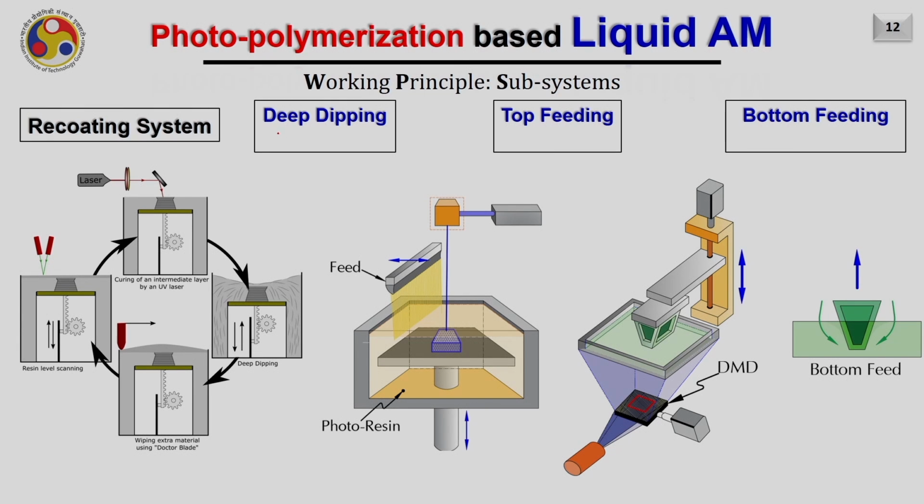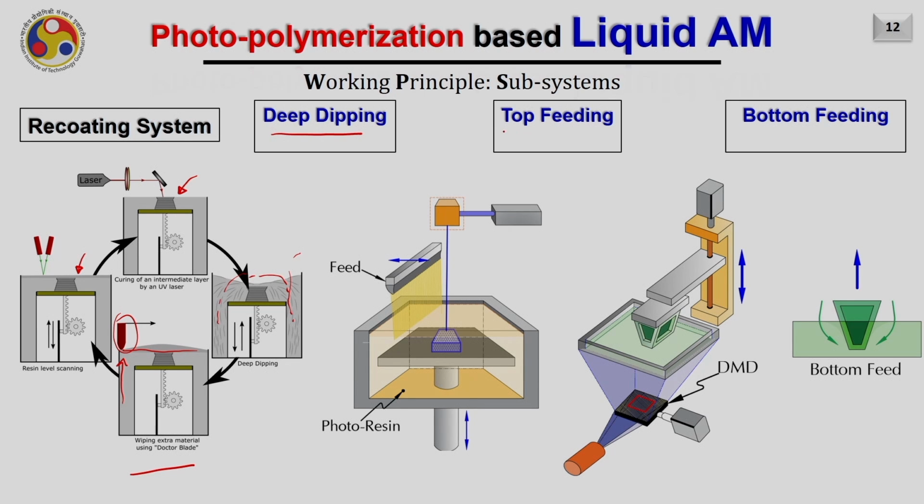The first one is called as deep dipping. In the case of deep dipping, after realizing a layer, the entire part goes down and the liquid material available in the tank flows over it. So we are dipping the part deep into the tank. Then we of course lift it up and remove the excess material by a recoater, or sometimes called as doctor blade, and creates a thin layer of the liquid photopolymer. This process is called as deep dipping.